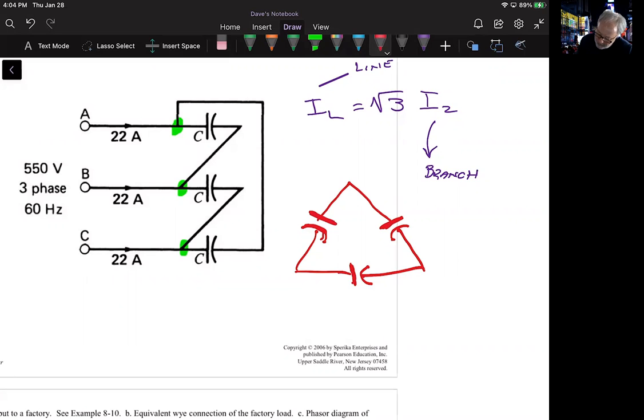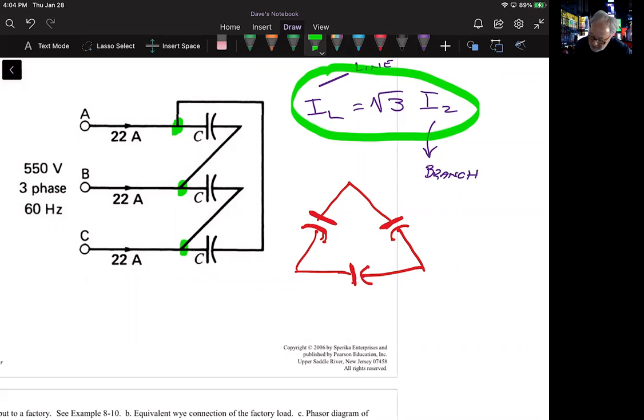We just have to remember this relationship here that tells us about the current relationship. What that's saying is, if we look at this particular example, this 22 amps is considered the line current, and it is equal to the square root of 3 times any branch current. Branch current would be a branch current there. Okay? So that's what we're thinking about as we go through this.